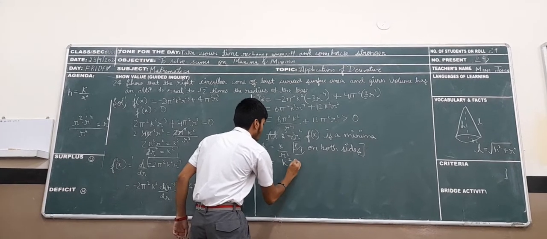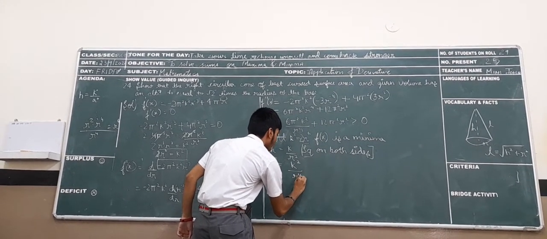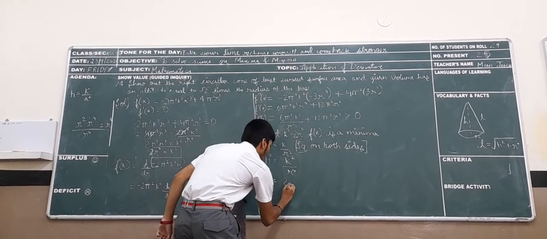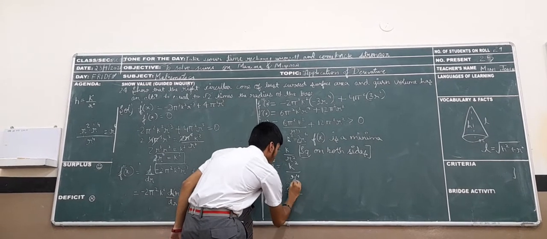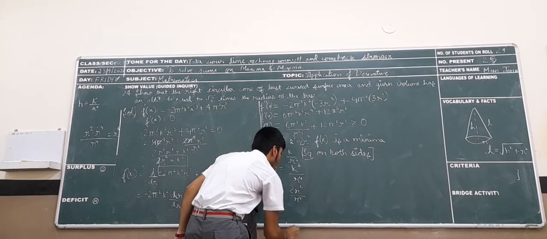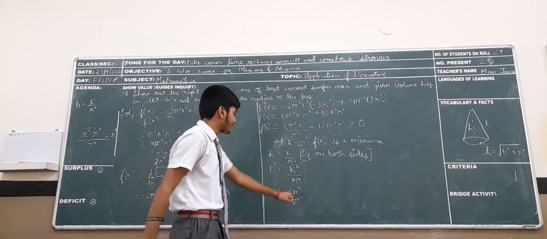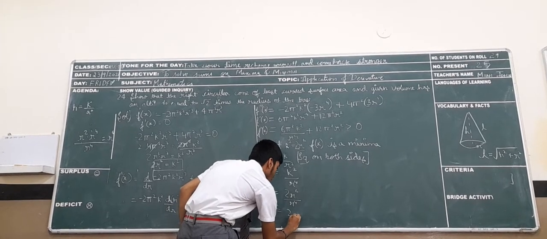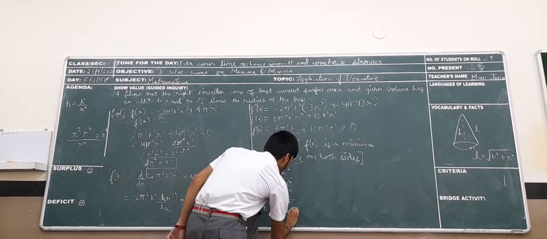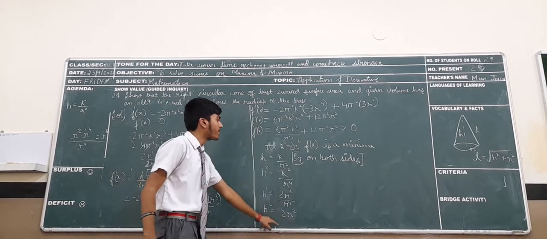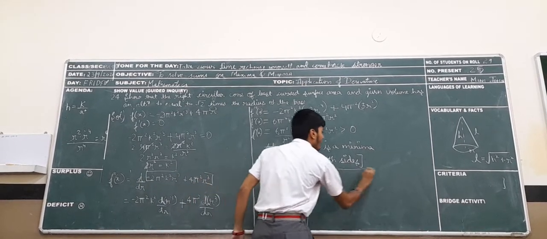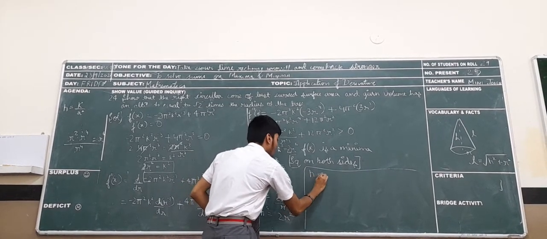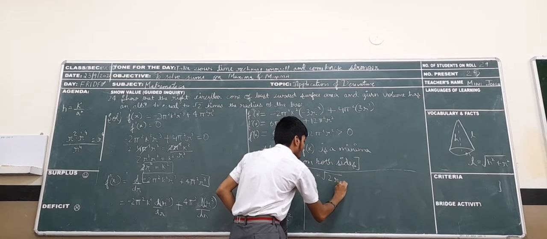It will be h square by r to the power of 4. Now we have the value of k square, that is 2 r to the power of 6, by r to the power of 4. Here are 4 and here are 6. We can cancel it. It will be h square is equal to 2r square. If h square is 2r square, then h is equal to under root of 2r square.